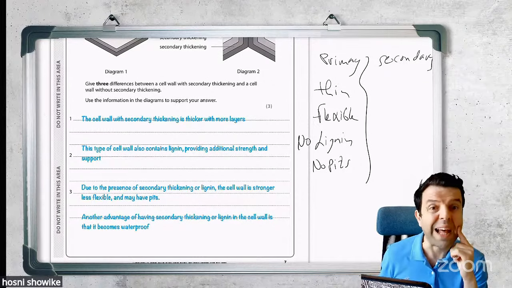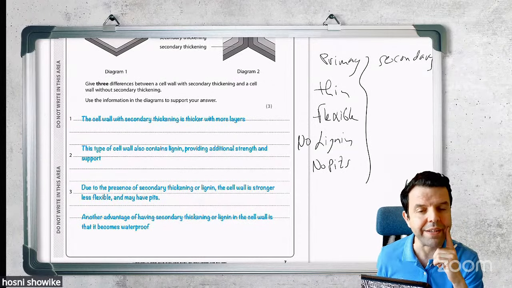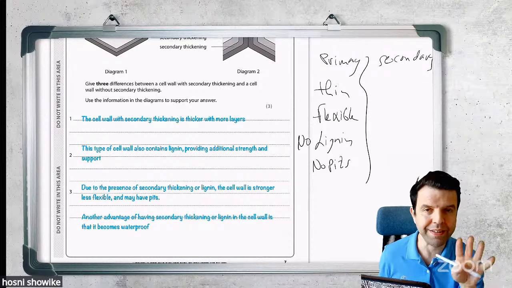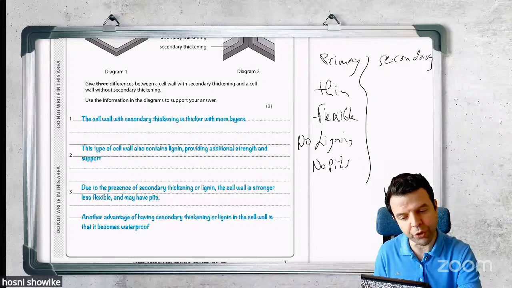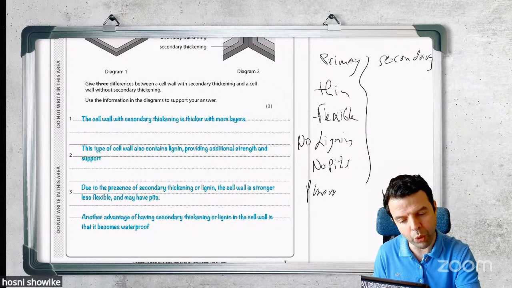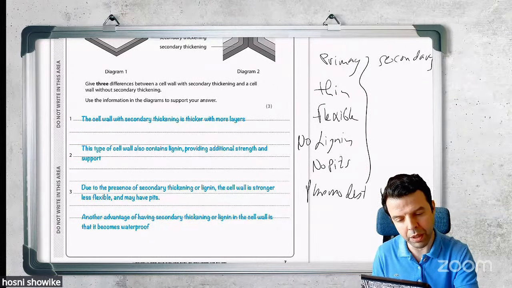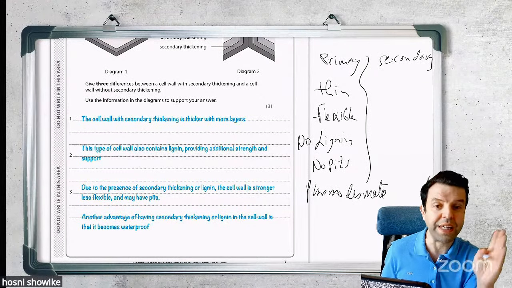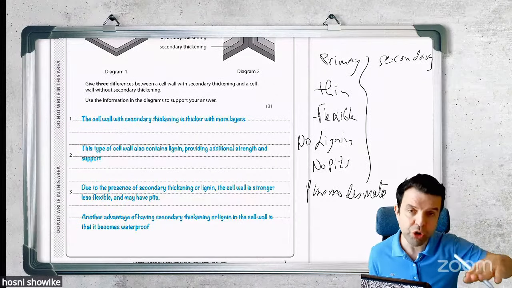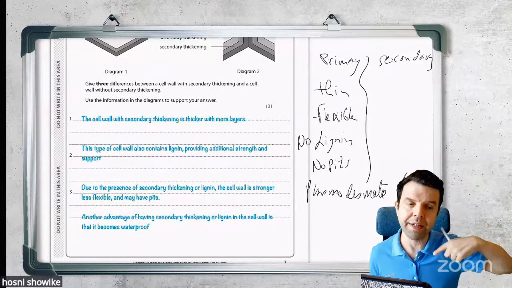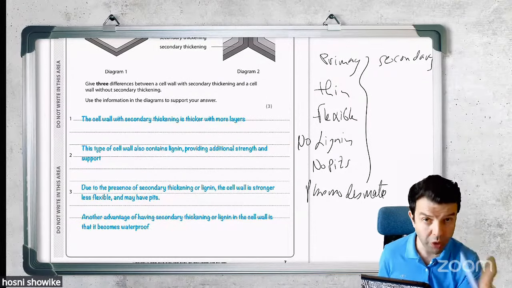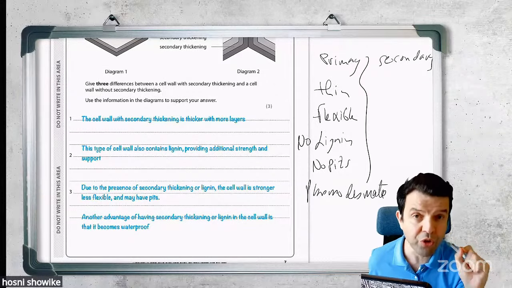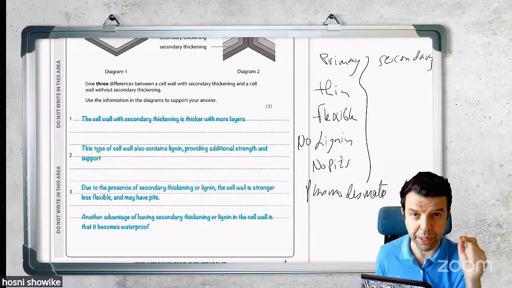Someone's asking me about plasmodesmata. They're not related here. You don't have plasmodesmata in the secondary wall, only in the primary wall. Plasmodesmata, I can put it for you here. So this one is only in primary and is a continuation of cytoplasm. It is a connection of cytoplasm between two adjacent cells. Only in primary and is necessary for exchange of materials. Okay?